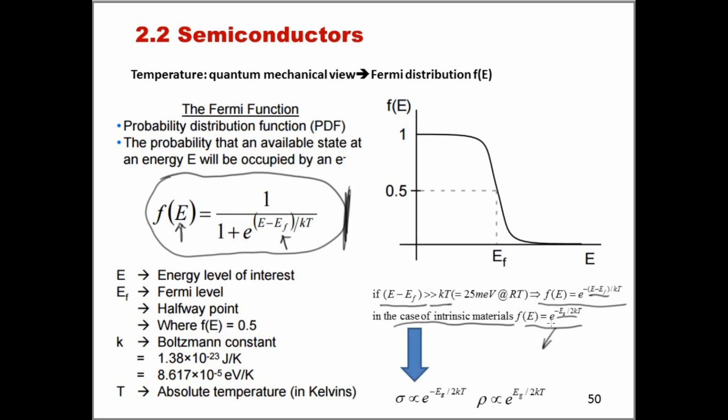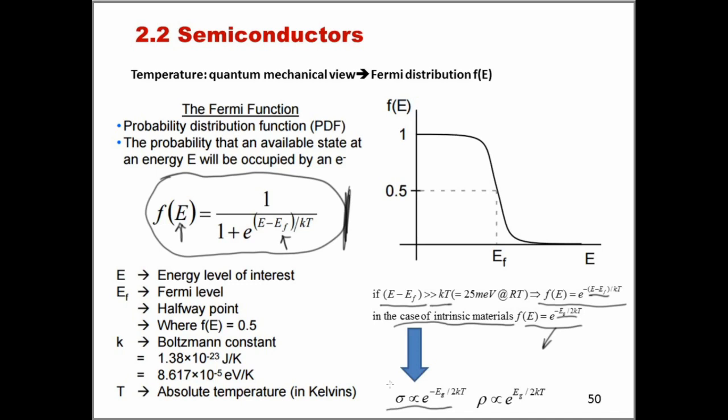So this formula is telling us that the probability to find an electron, for example, in the conduction band is exponentially dependent on the band gap. So this means that the conductivity of the material is also exponentially dependent on the band gap. Obviously, the more electrons we have in the conduction band, the more conductive is the material.